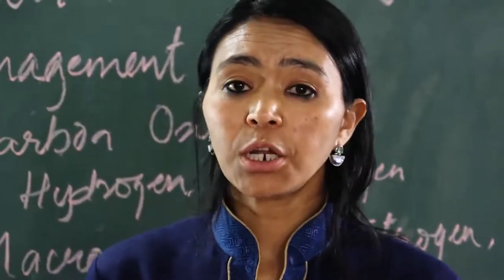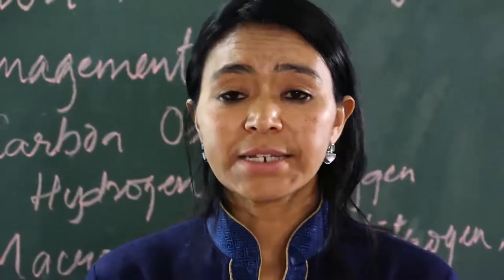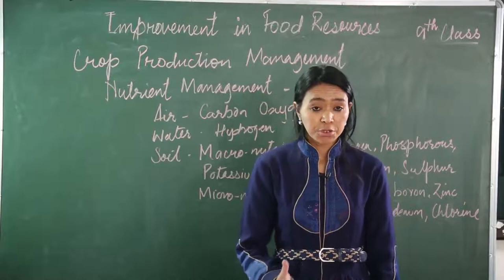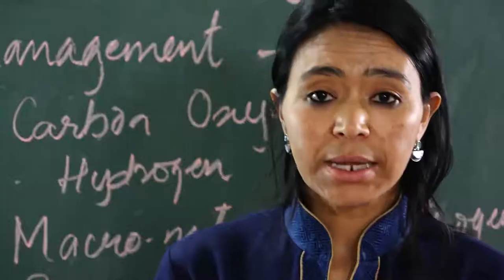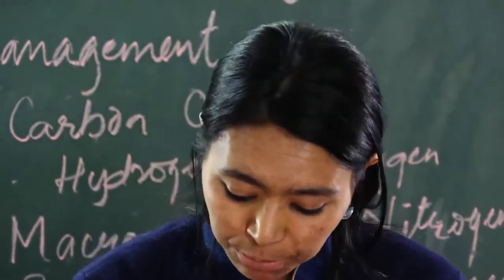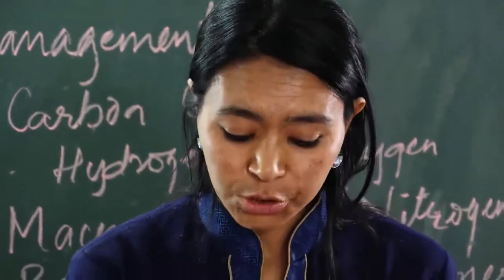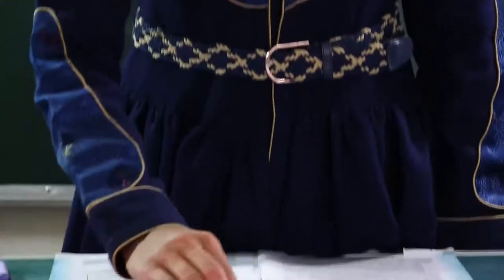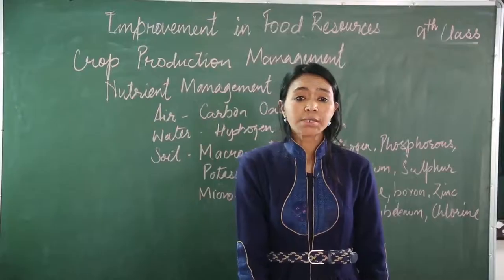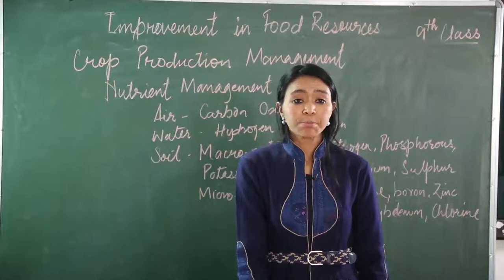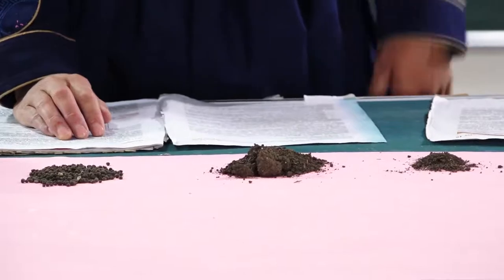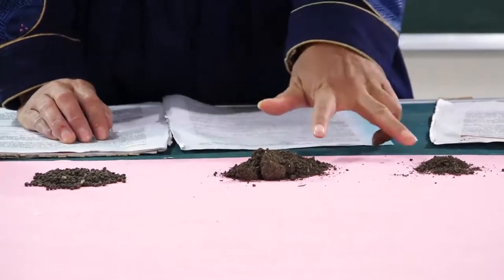You all have seen manure and fertilizers in your home. Fertilizers are the white ones. In India, there are many kinds, such as compost, vermicompost and compost manure. In Ladakh we use this manure. There are two types of manure.